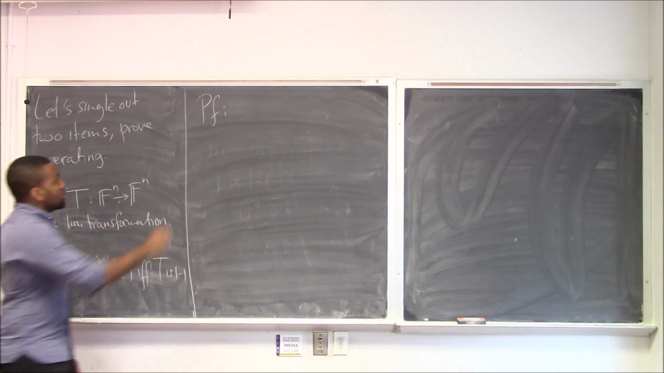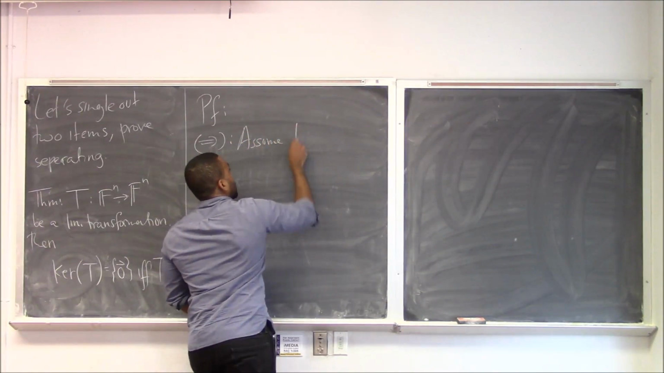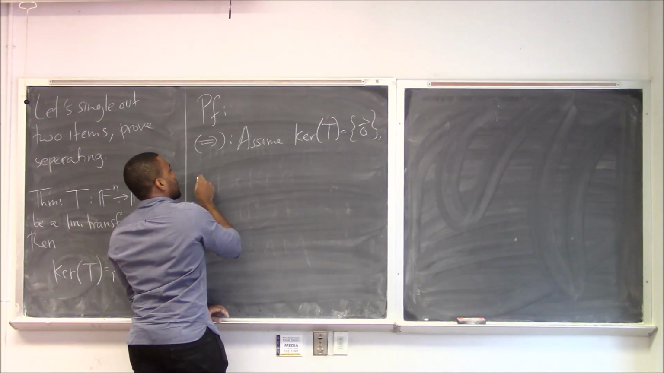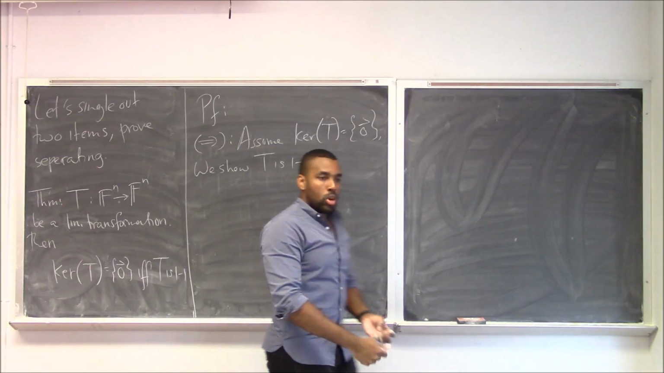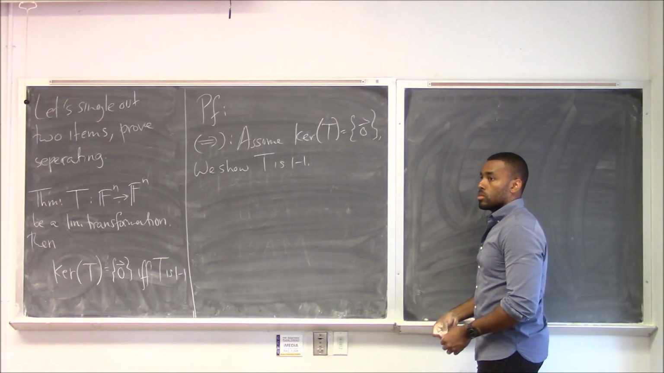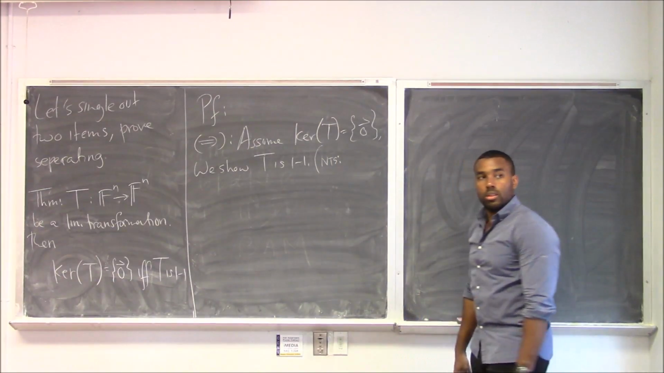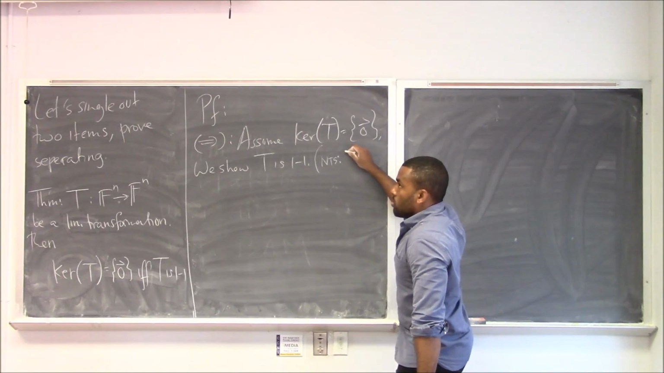Let's go this way. Assume the kernel of this transformation is trivial. We show T is 1-to-1. What does it mean to show T is 1-to-1? You need to show, what do you need to show here? That there exists an x such that T of x is equal to, no. That's onto. You can't mix them up.